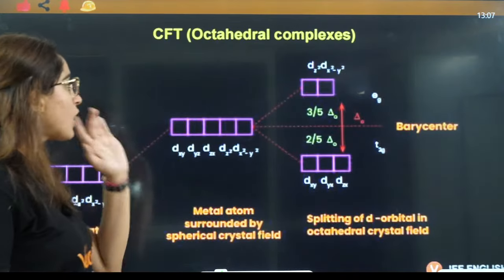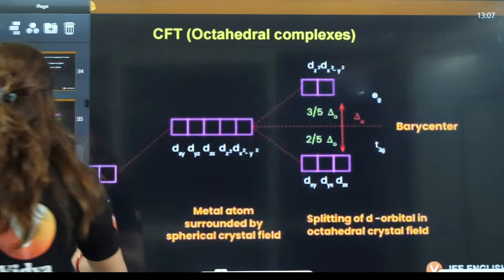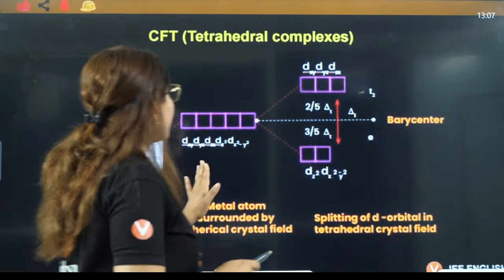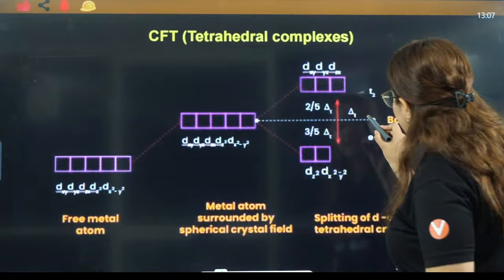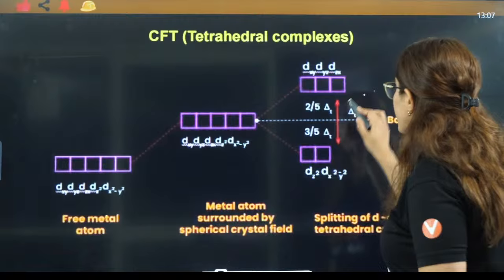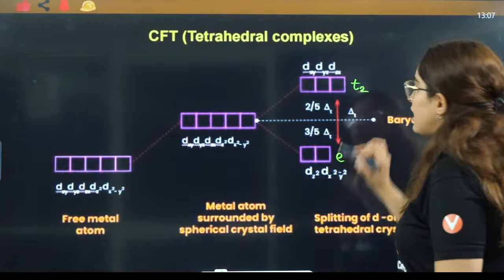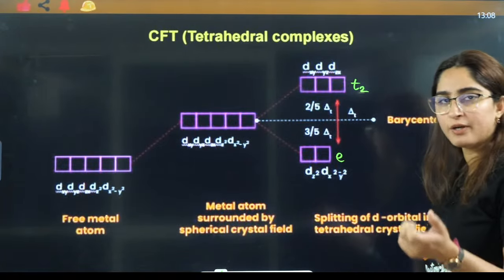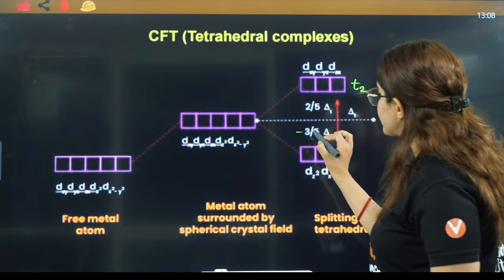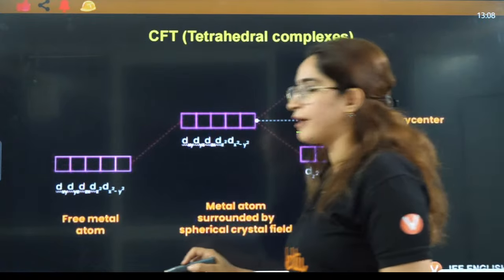Now, if you talk about tetrahedral complexes, things are going to be opposite here. In tetrahedral complexes, E, that means dx square minus y square, is going to be below, and this will be above. Here we don't apply G because there is no symmetry in the tetrahedral complexes. Again, this is decreased by minus 3 by 5 and increased by plus 2 by 5.